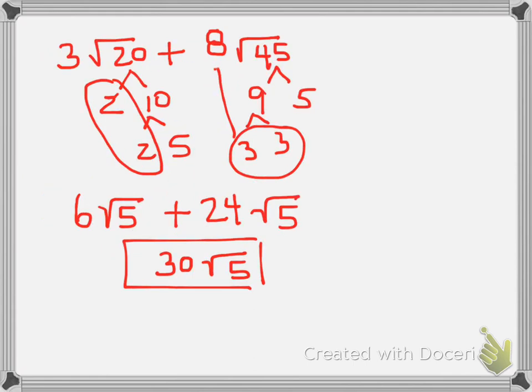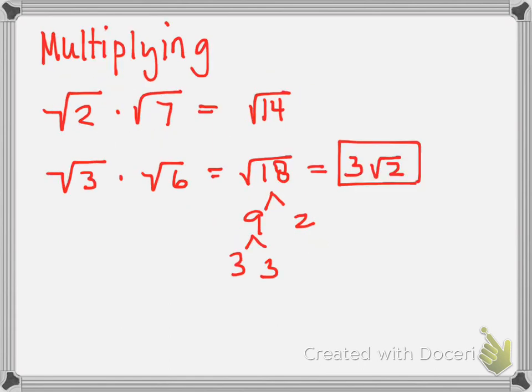Okay, this is the next one. You can't add 3 square root of 20 plus 8 square root of 45 as they are, so you simplify to see if you can. Well, it turned out when you simplified, you got the same radicand. So because I have the same radicand, I just add the coefficients, or the numbers in front. 6 plus 24 gave me 30 root 5.